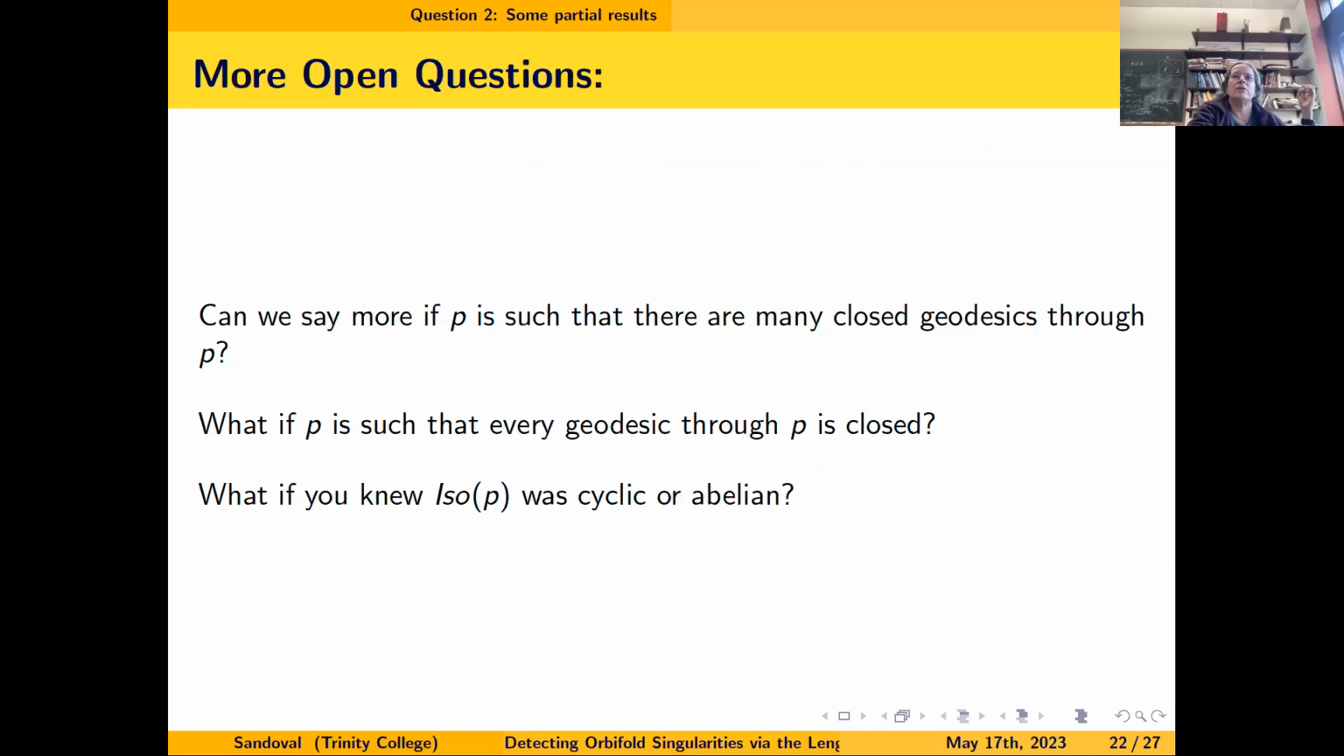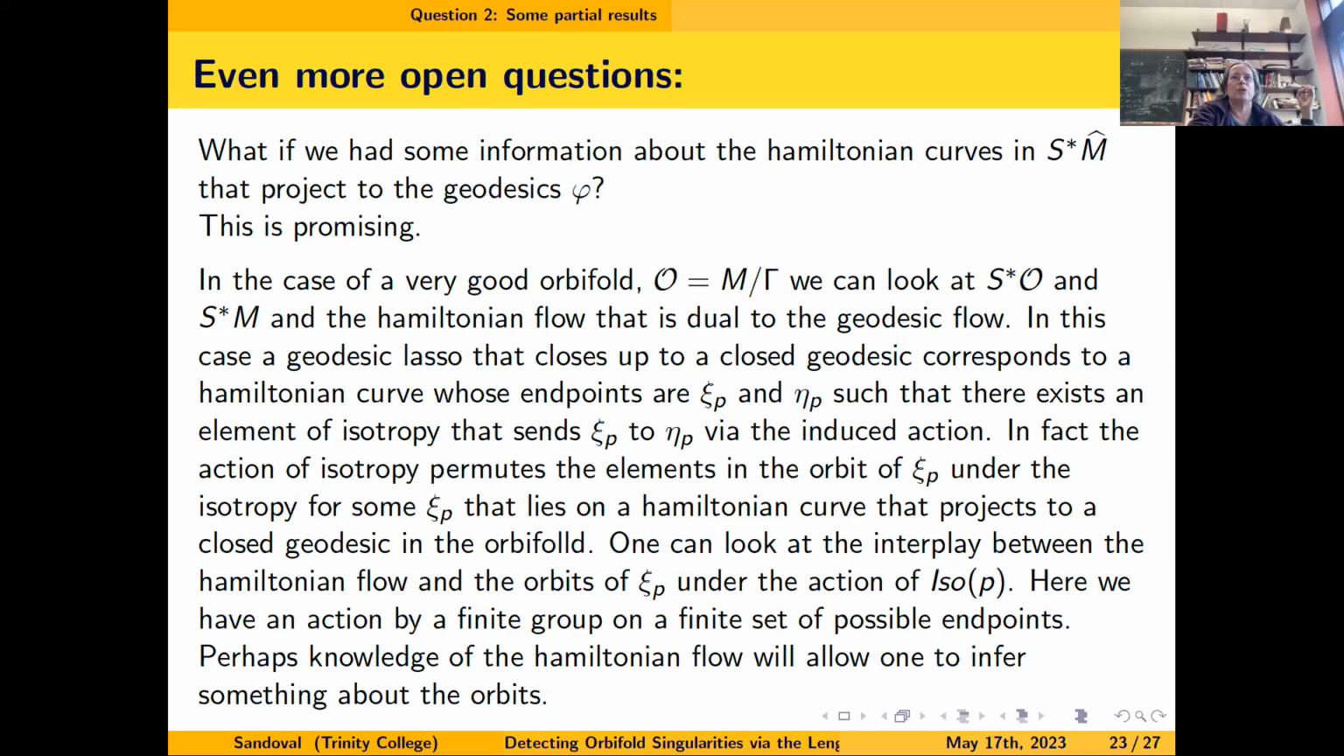Here's a meatier open question, which is kind of what I would like to do next, and I've been thinking about for a little while. What if we had some information about the Hamiltonian curves that projected to geodesics? This turns out to be a promising idea, and something I'll take a few minutes to explore in a little more detail. I apologize for the brick of text. I should have broken it up into some smaller slides.